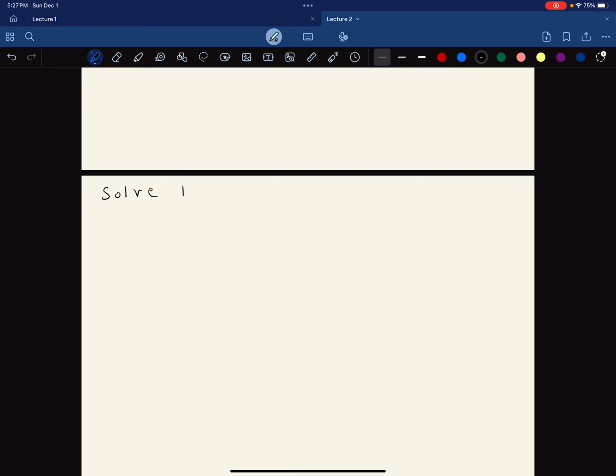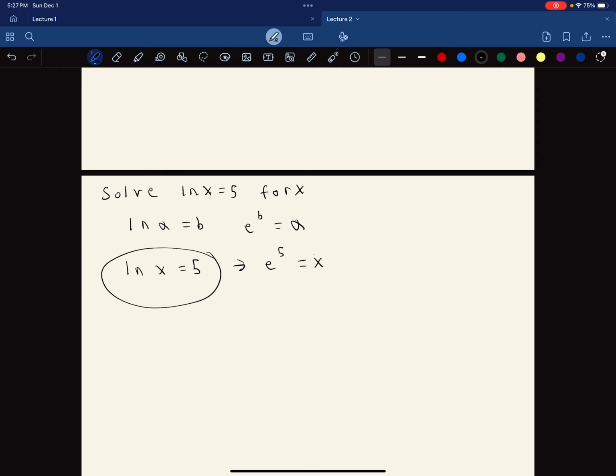So solve ln of x equals 5 for x, okay? So again, we know that ln of a being equal to b can be rewritten as Euler's number to the power of b being equal to a, right? So then we literally just plug in the expression we're given, right? And this can be rewritten as e to the power of 5 being equal to x, right? And that's what x is equal to.